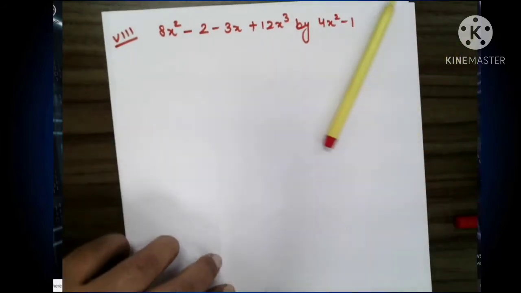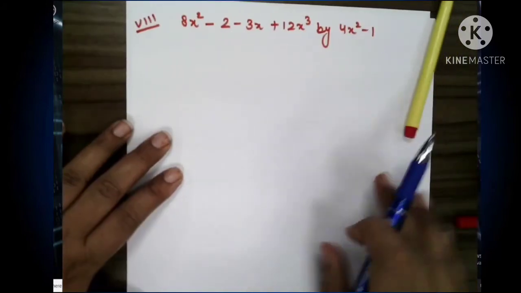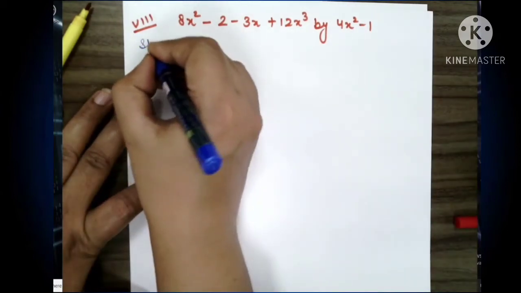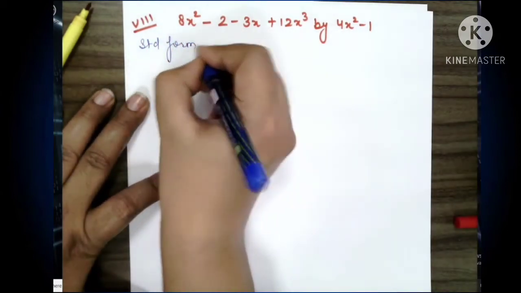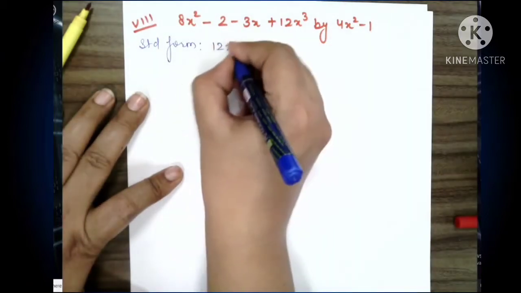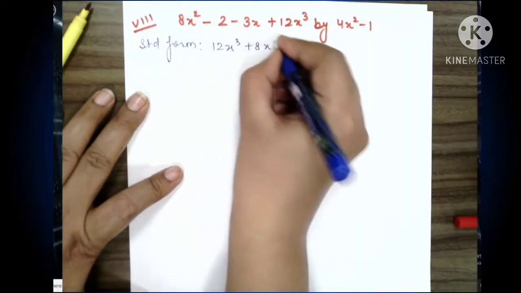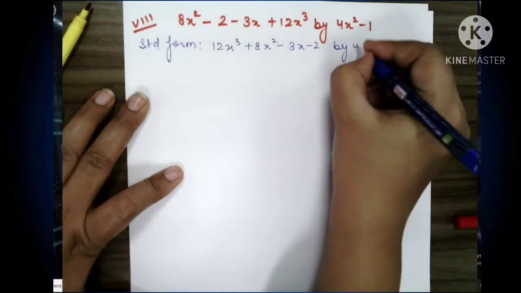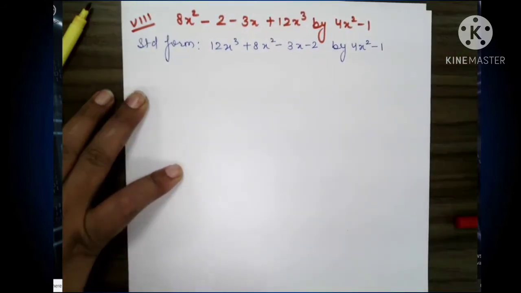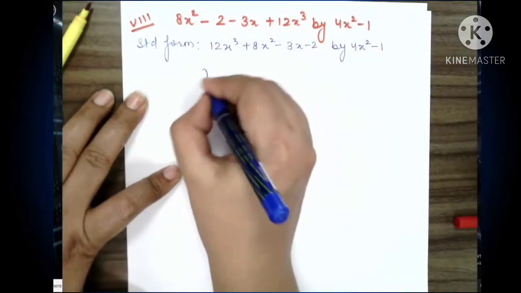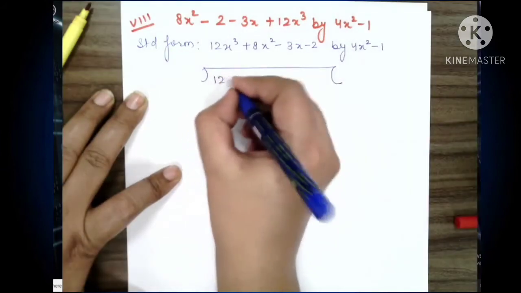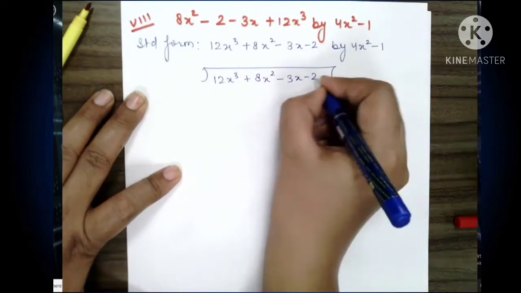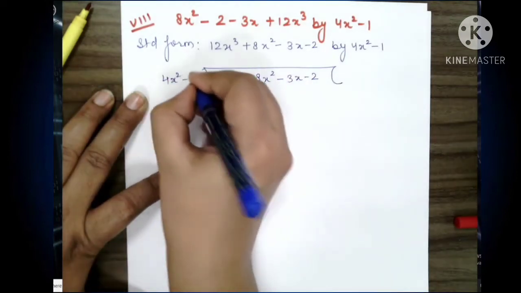You can check your... this is not in the standard form. So we get the standard form. Very first 12x cube plus 8x square minus 3x minus 2 by 4x square minus 1. Now we divide: 12x cube plus 8x square minus 3x minus 2 divided by 4x square minus 1.